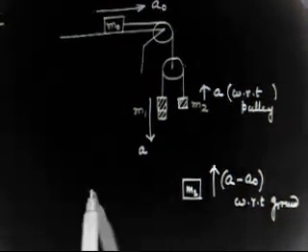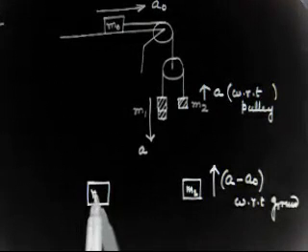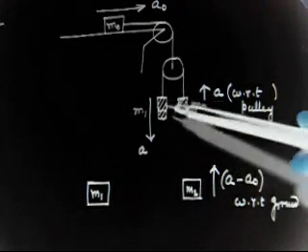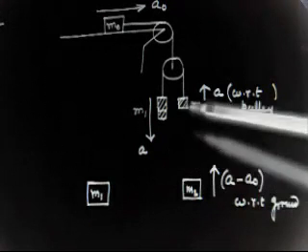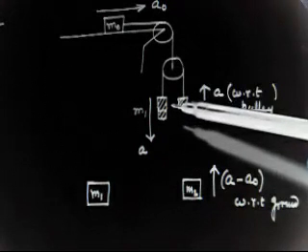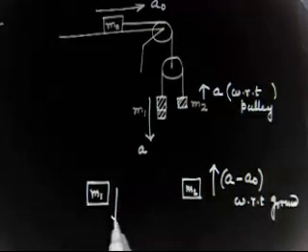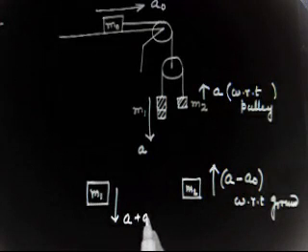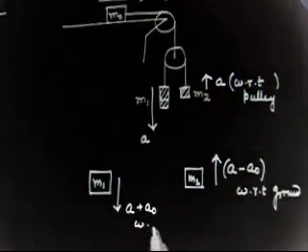I can do the same thing for mass m1. This is coming down with acceleration a with respect to the pulley, but the pulley itself is coming down with acceleration a0. So this means this mass is going down with acceleration a plus a0, and this is again with respect to ground.